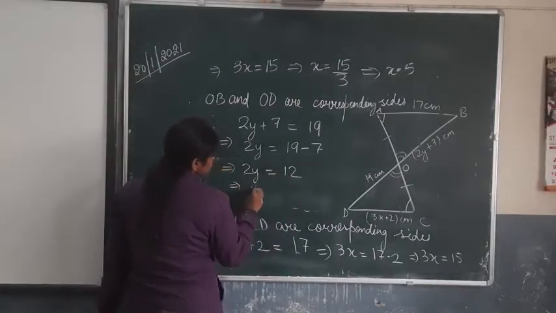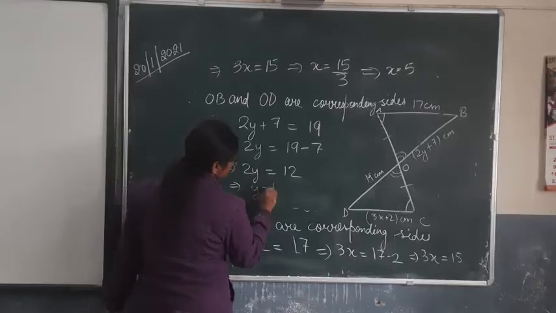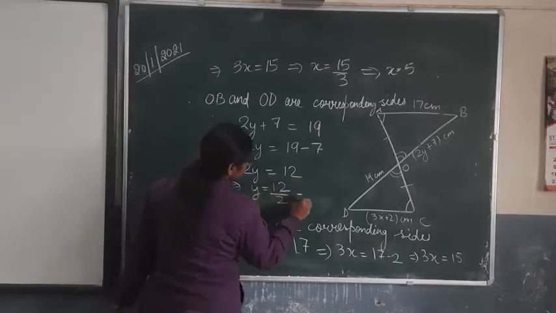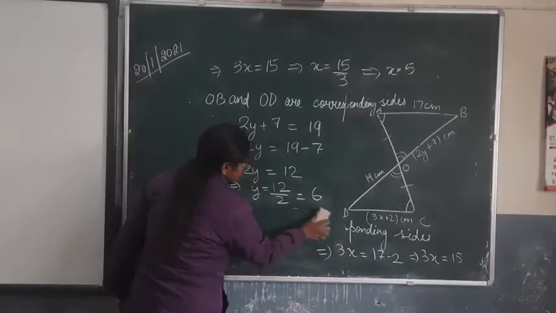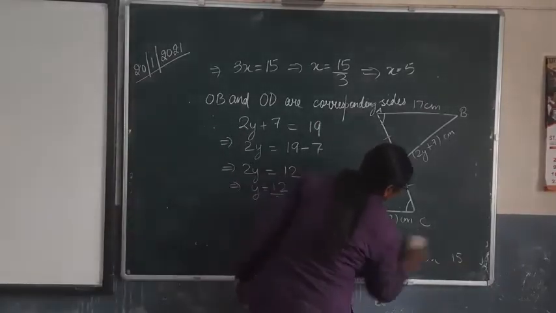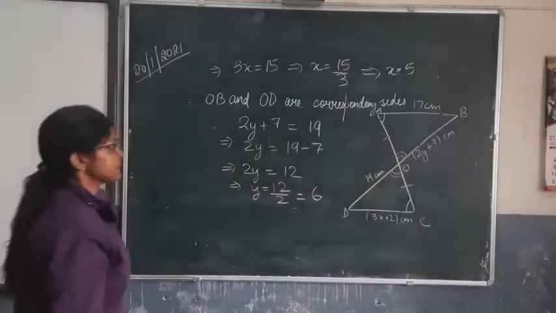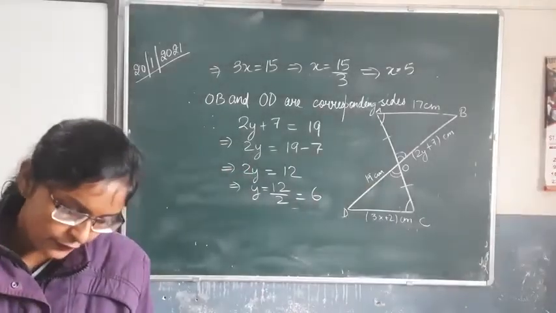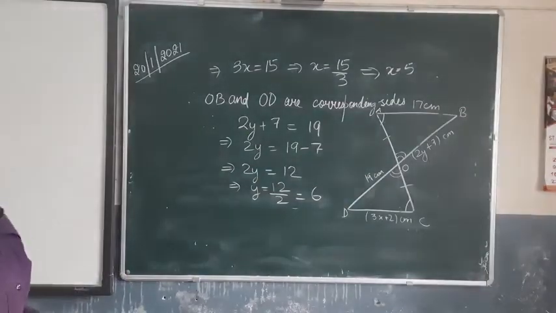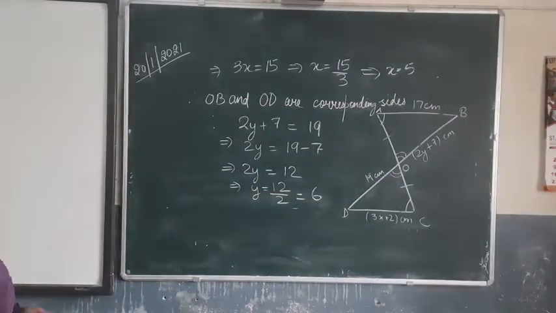And y is equal to, we will transfer it in the denominator, so 12 upon 2, or this is 6. So we got the value of y as 6. Okay, x was 5 centimeter and y is 6 centimeter. Now next question, we have to again evaluate the value of x and y in the next question also.